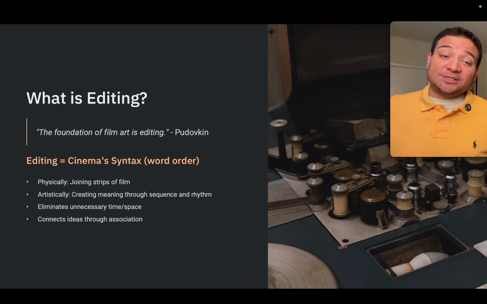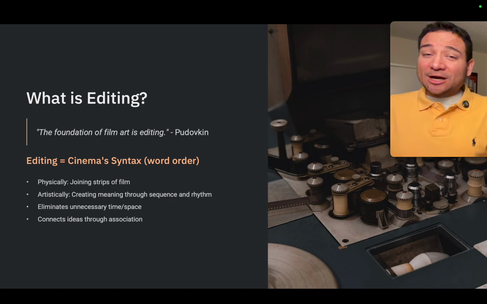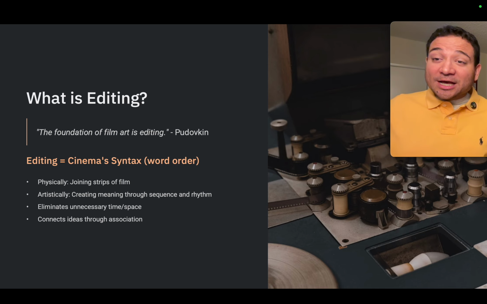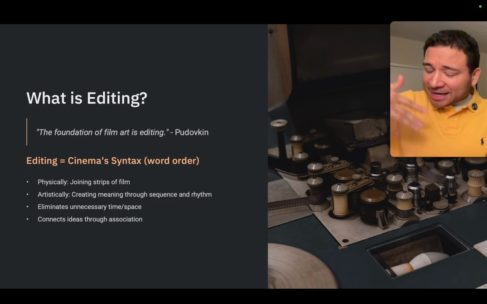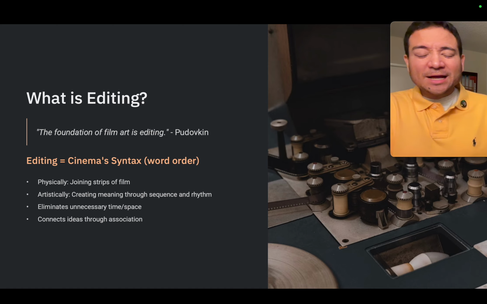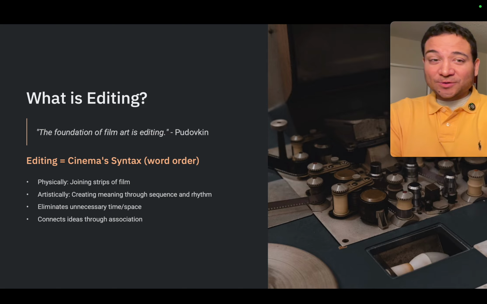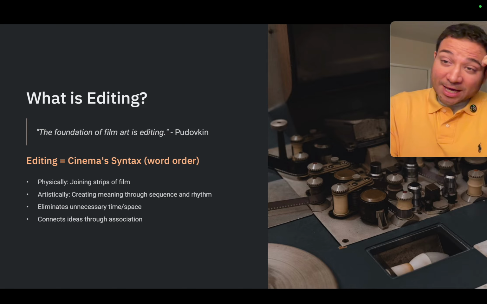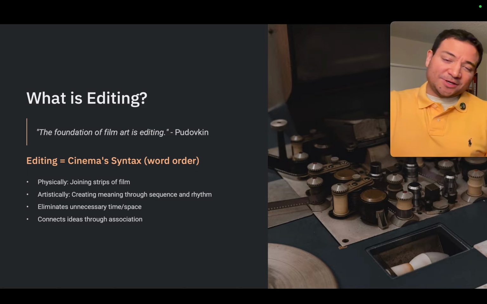creating meaning through the sequence, through the rhythm that you create. It also eliminates unnecessary time and space where things are able to meld together nicely and can be fluid. It can also connect ideas through association. So we move to this idea of editing and we blend it together with the concept of movement.